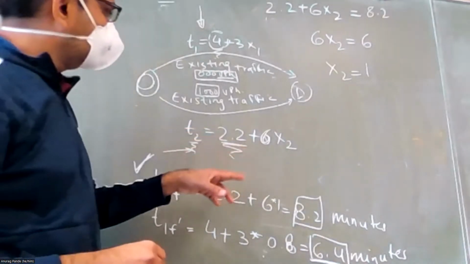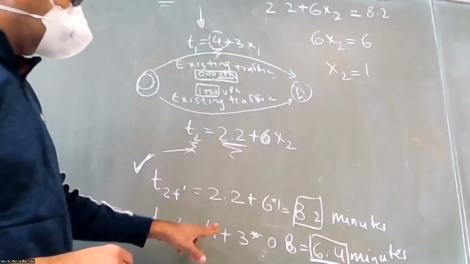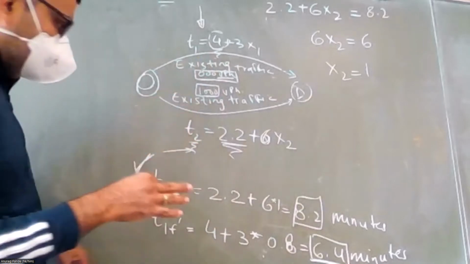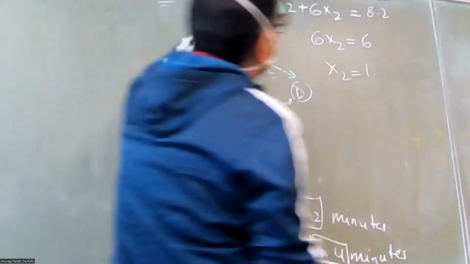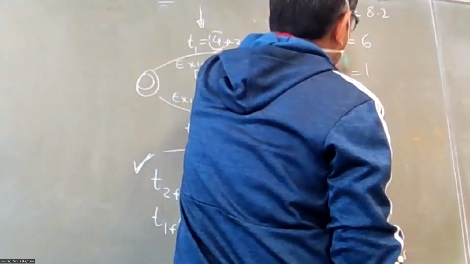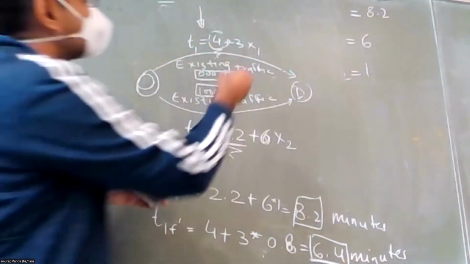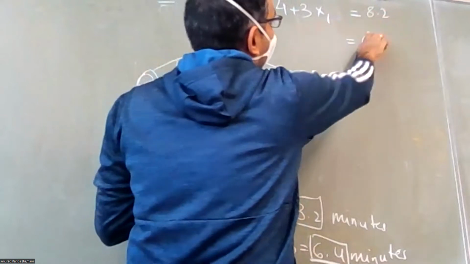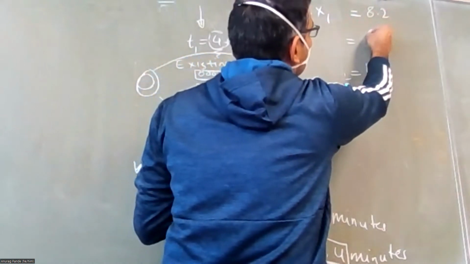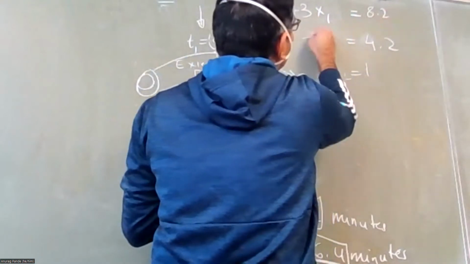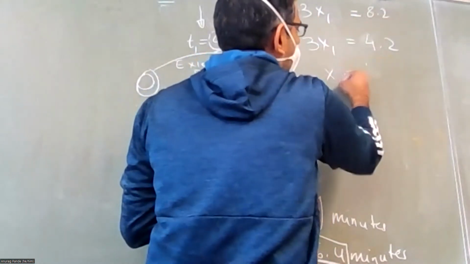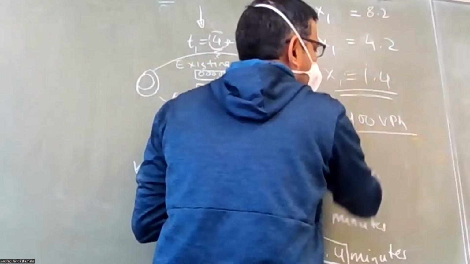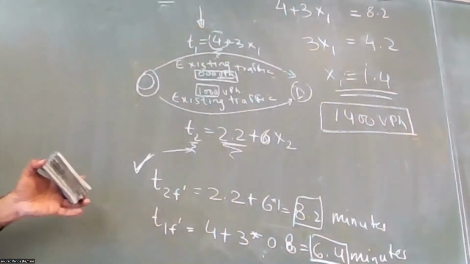Did I do something wrong? Oh, I think I made a mistake. This is incorrect. I should be using this one, 4 plus 3x1 equal to 8.2. Then 8.2 minus 4 is 4.2, so 3x1 is equal to 4.2, and you can solve for x1 equal to 1.4. So I'm getting 1400 vehicles per hour. I did not get 600. Yes.